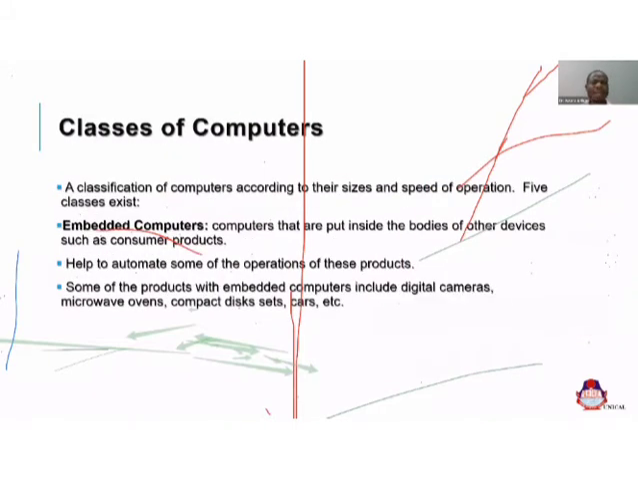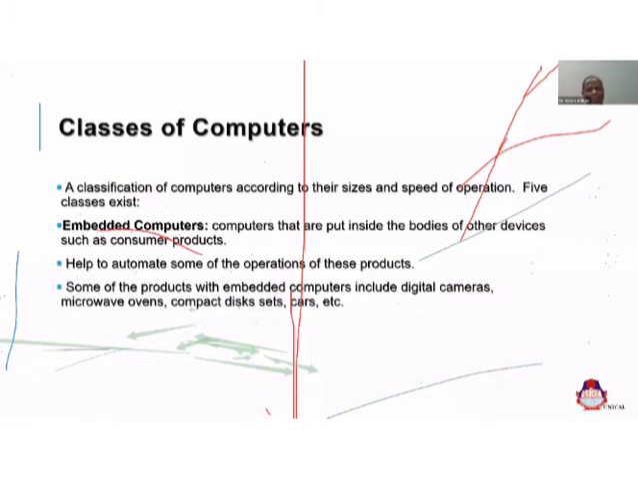Now let's look finally at the classes of computers. I've said earlier that when we talk about categorization of computers according to types, that is categorization according to the modes of operation. Now, classification based on classes: here we're talking about a categorization of computers according to their sizes and their speeds of operation. Under this arrangement, we can categorize computers based on 5 categories. You have the embedded computers, microcomputers, minicomputers, mainframe computers, and then supercomputers.